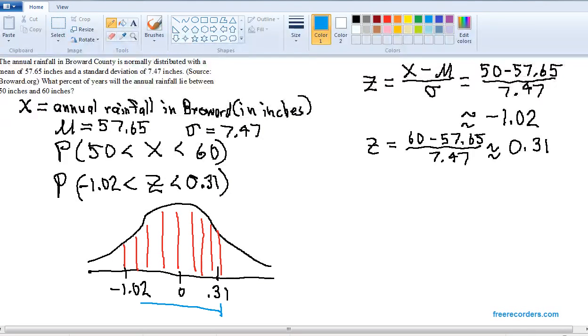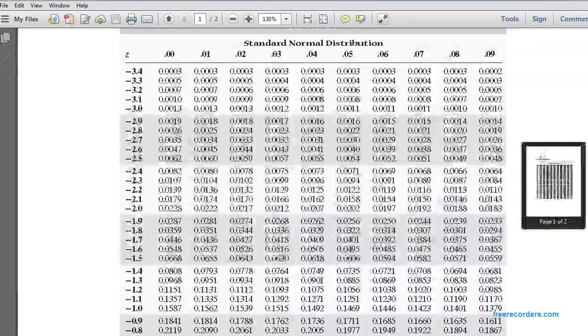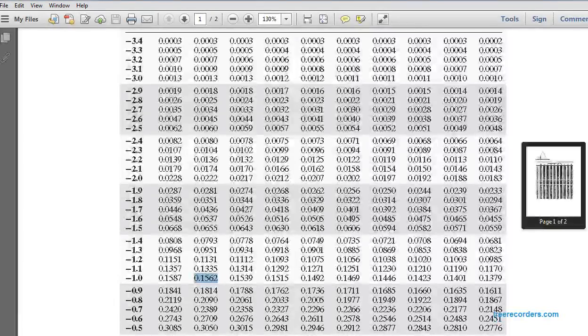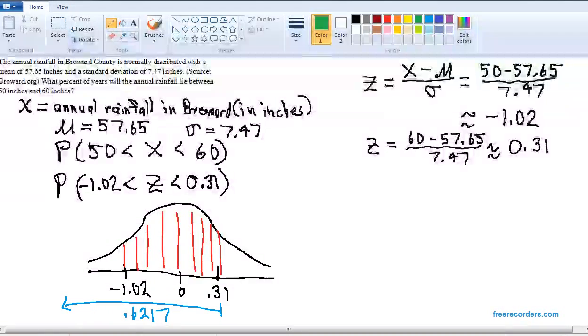0.6217 is going to be the area to the left of 0.31. Now let's look up the area to the left of negative 1.02. So since it's negative, we go back to the first page of our table. We find the negative 1.0 row, and then we go until we're under the 0.02 column, and we get 0.156. Oops, nope, I'm not under the 2 column, I'm under the 1 column. So let's move over 1 until we're under the 0.02 column. We get 0.1539.